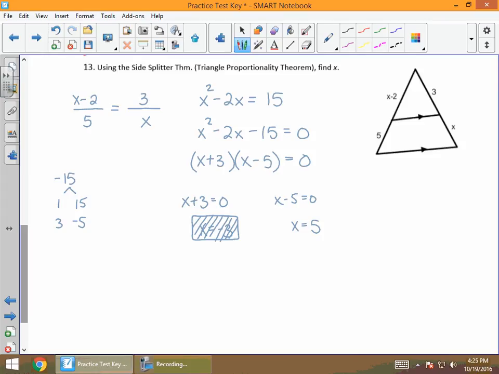I'll check 5. This top segment would be 5 minus 2, which is 3. And the bottom segment would be 5. And then in this case, we can see that that's actually the mid segment as well. So that is a mid segment as well.